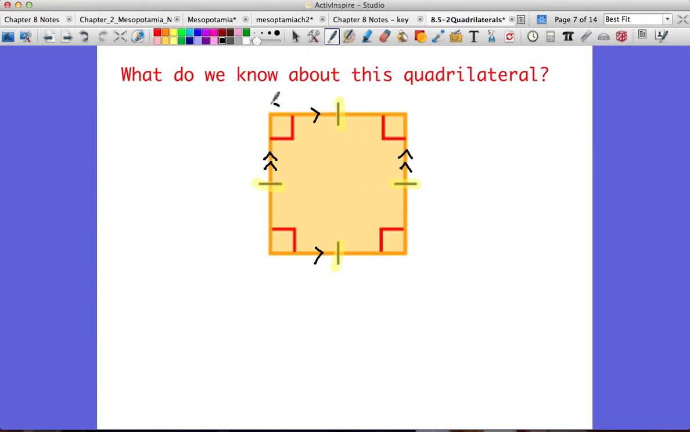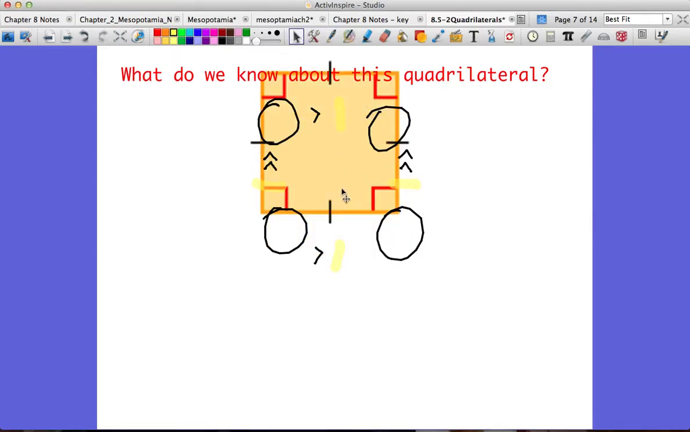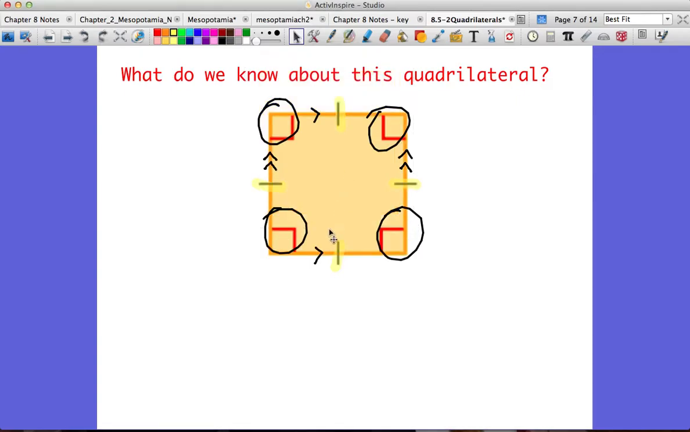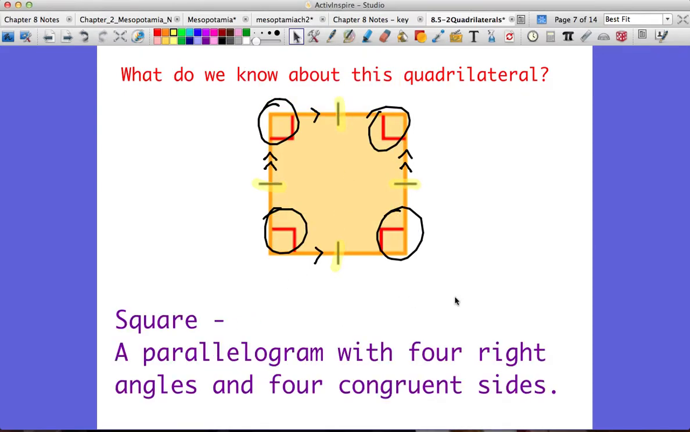It also has four 90-degree angles, which also makes it a rectangle. More specifically though, because it has four right angles and four congruent sides, we call this shape a square. A square is a parallelogram with four right angles and four congruent sides. It has to have both to be a square.